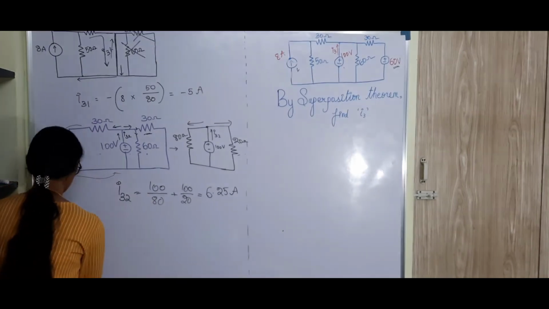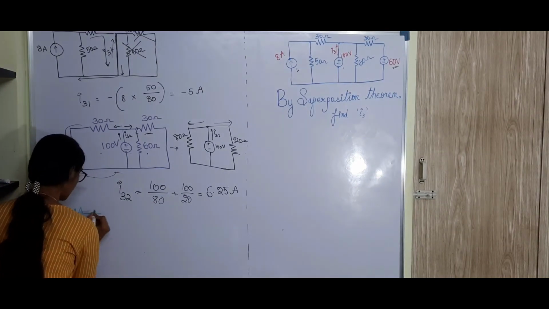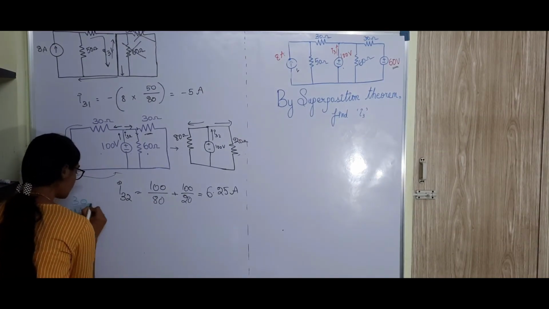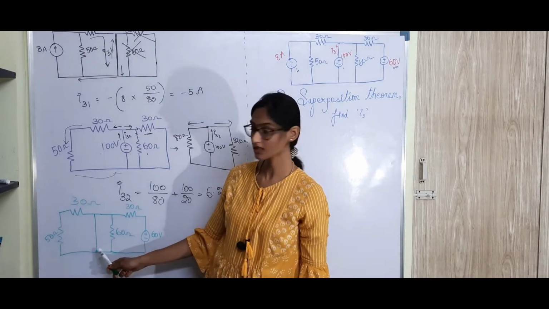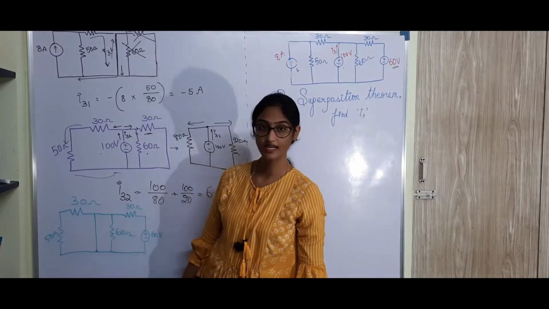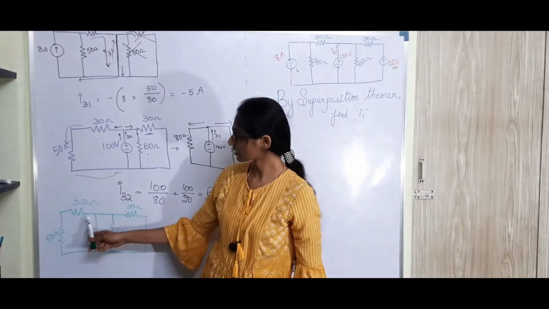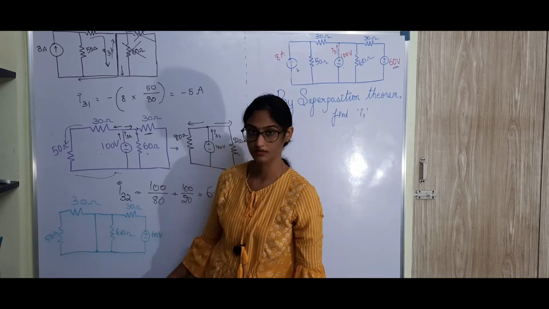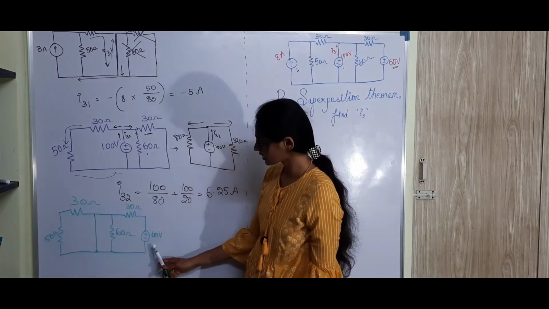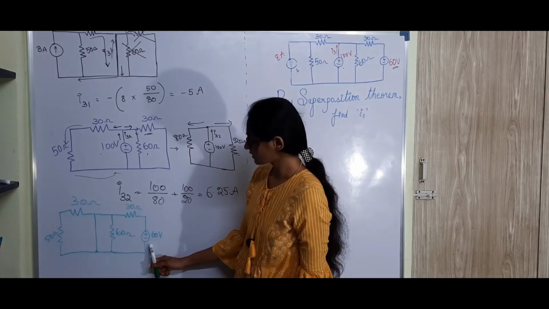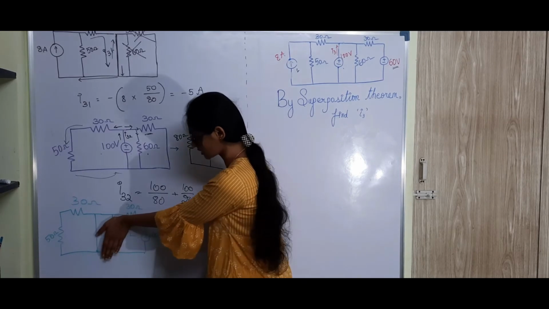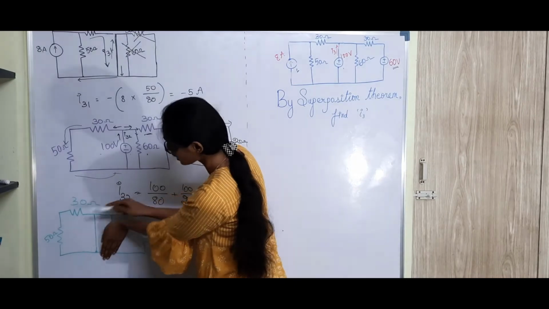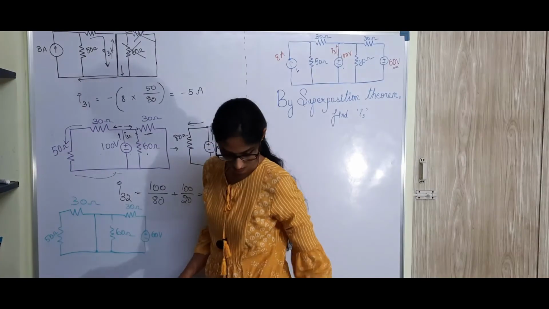So if I do, the circuit will look like this. 30 ohm. I have short circuited the 100 volt source and I have open circuited the 8 ampere current source. So what happened? The 50 and the 30 became in series, and due to this short, the 60 volt voltage source will supply a current. It will go into the 30. It will not go into the 60. It will directly go into the short and then get circulated back into the source.